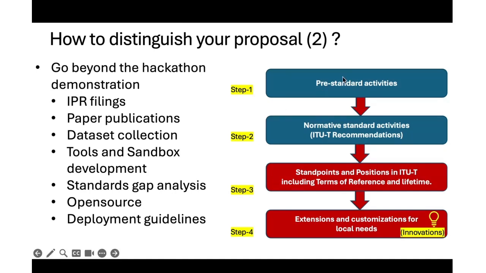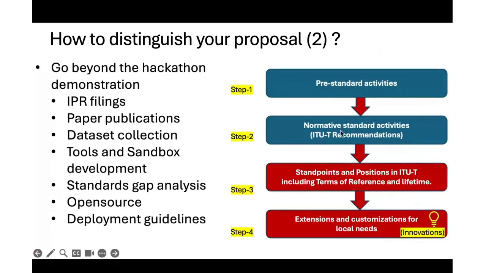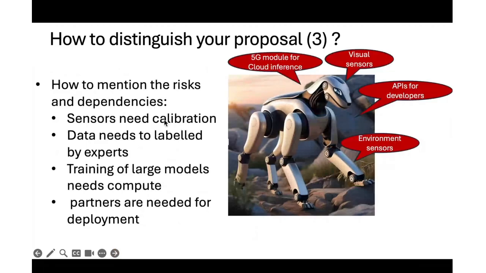So in the overall pipeline, we look at pre-standard activities, normative standard activities, the standards and positions in ITU-T, and what are the extensions and customizations for local needs. These are the overall pipeline as far as standardization is concerned. Then, just going forward, how to distinguish your proposal. Mentioning the risk and dependencies makes a lot of difference.